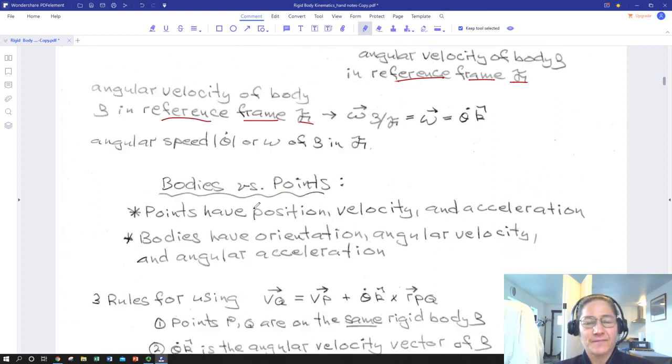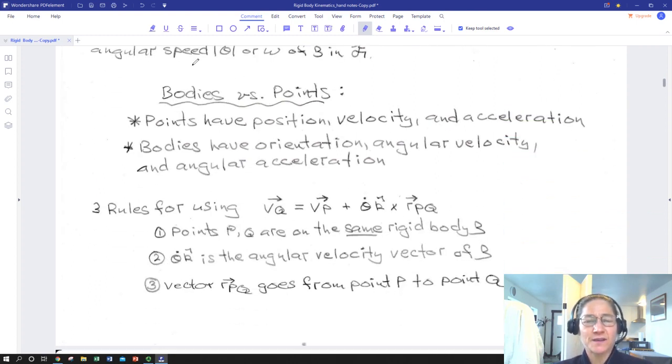Okay, so just as a quick step back, now that we've really defined rigid bodies, we've defined planar motion, and we've given an example of how to find the velocity at one point in a rigid body relative to another. We've defined angular velocity of that body relative to an external reference frame or a stationary reference frame. Let's do a quick recap of bodies versus points.